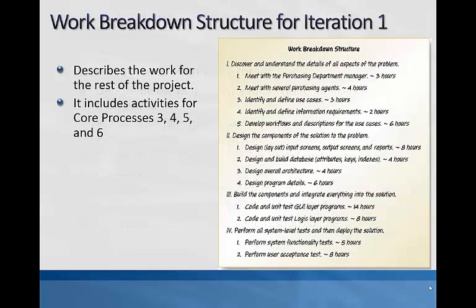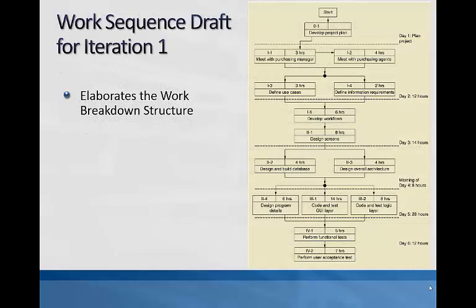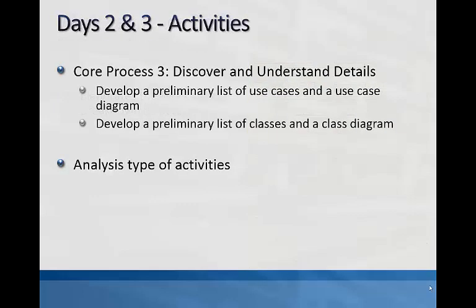One way we do this is with a work breakdown structure. Here's a sample of a work breakdown structure. It helps to identify all the work that is required for this project. This is an example of a schedule that might be built from the work breakdown structure. You will see that the steps in this schedule correspond very closely to the work breakdown structure in the previous slide. Those are the activities of core process 2, the project planning.